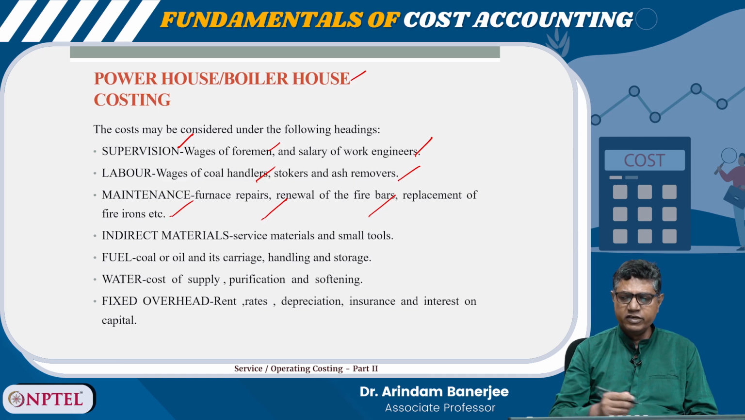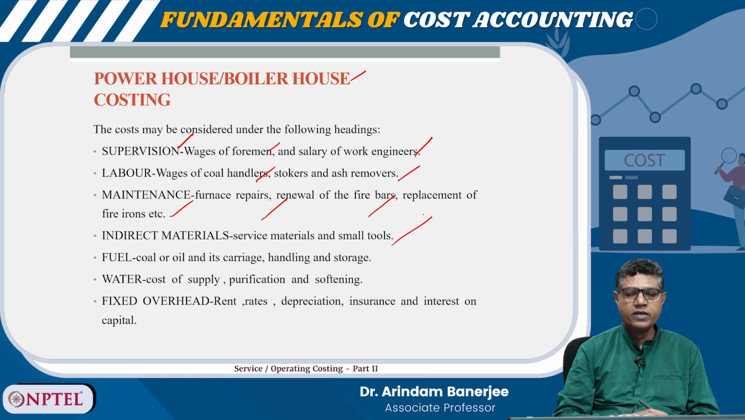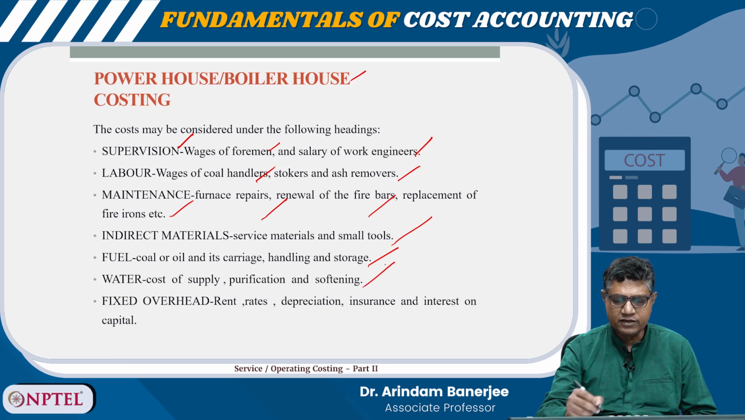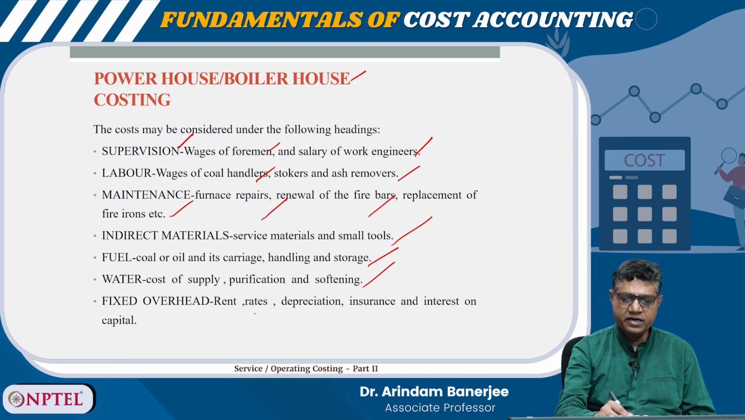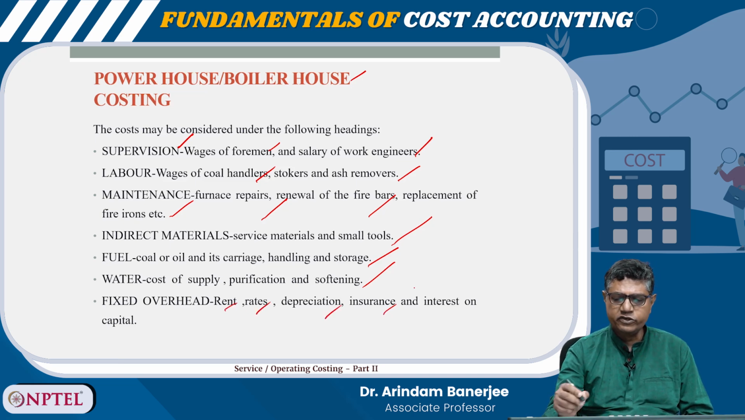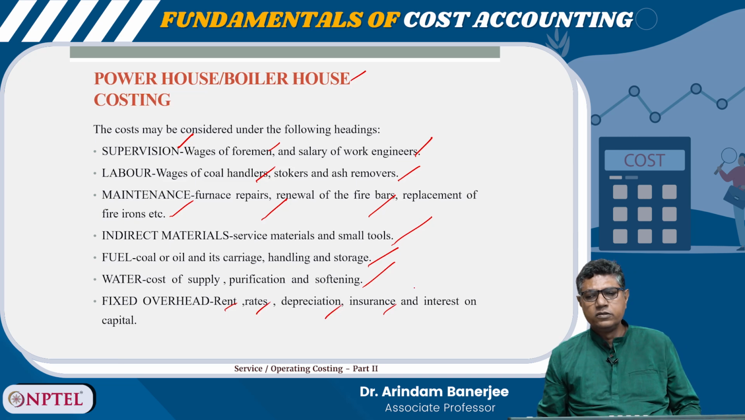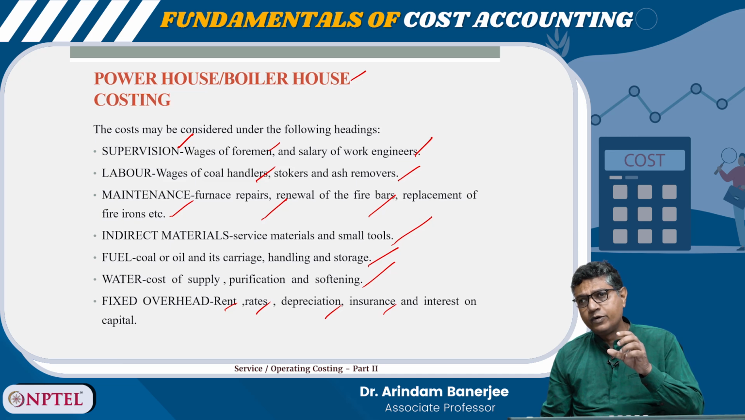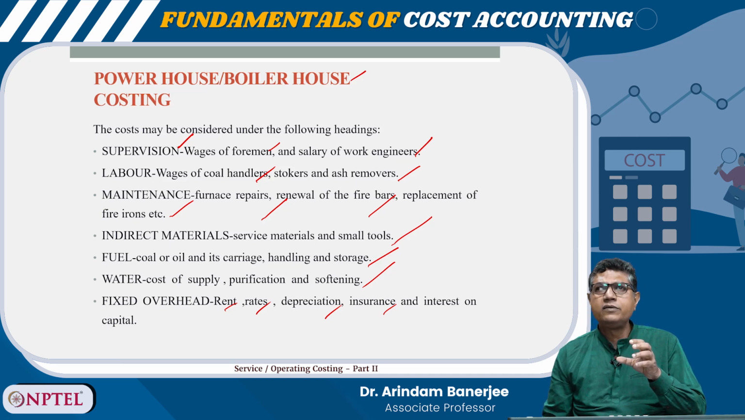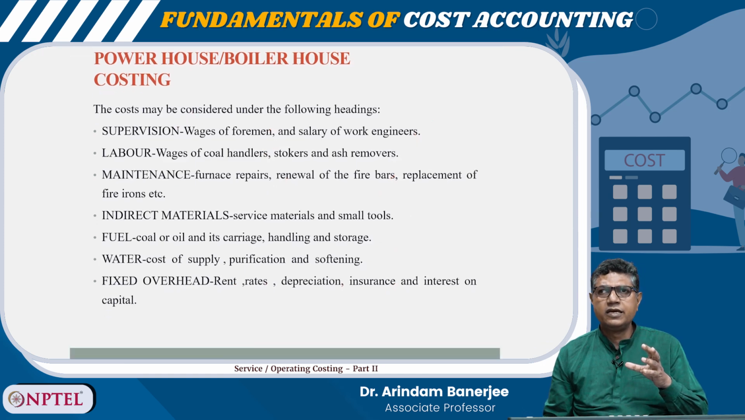Indirect material, service material and small tools, fuel, cost of oil and its carriage, handling and storage. Water, cost of supply, purification and softening. Fixed overhead, rates, rent, depreciation, insurance, etc. So, these are the costs which are particularly specific to a power generating company or a boiler house.